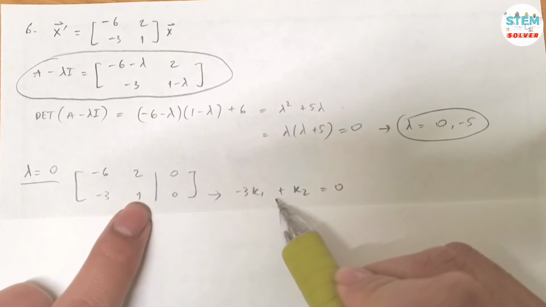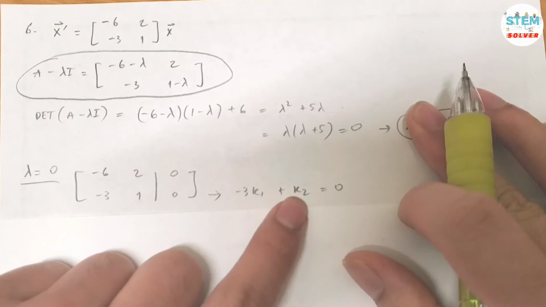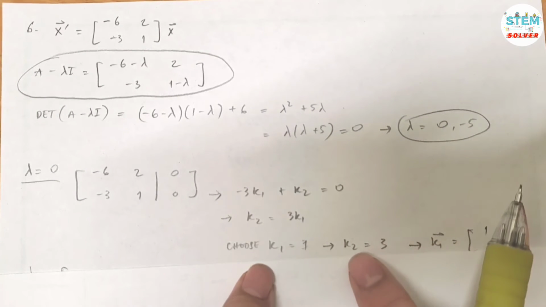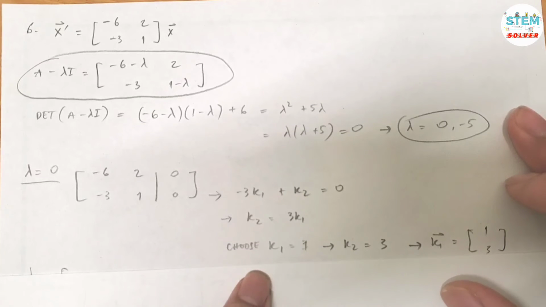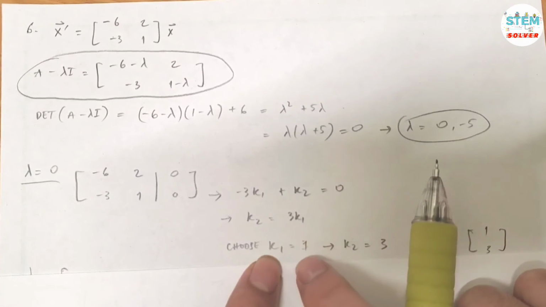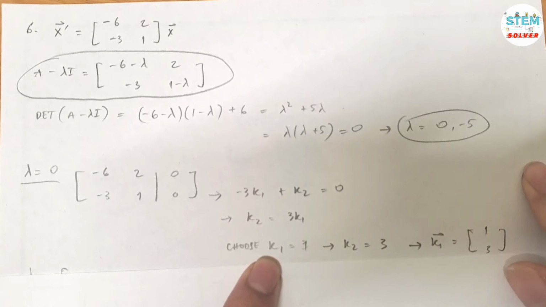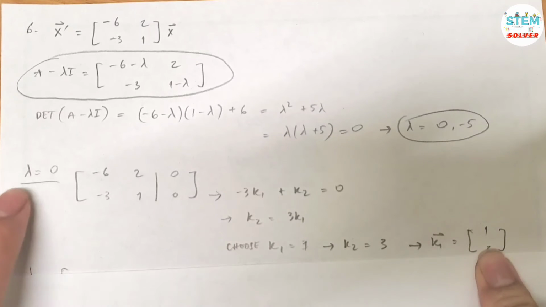I have -3k1 plus k2 equals 0. So if I solve for k2, I get k2 equals 3k1. If I choose k1 equals 1, that gives me k2 equals 3. You can choose whatever value for k1 or k2 and then solve for the other k. It doesn't matter, but I like to choose k1 equals 1 because 1 is a standard number. Do not use 0 because you will get a 0 matrix. So you got k1, k2. Now the vector k1 is (1, 3). This is the eigenvector for lambda equals 0.